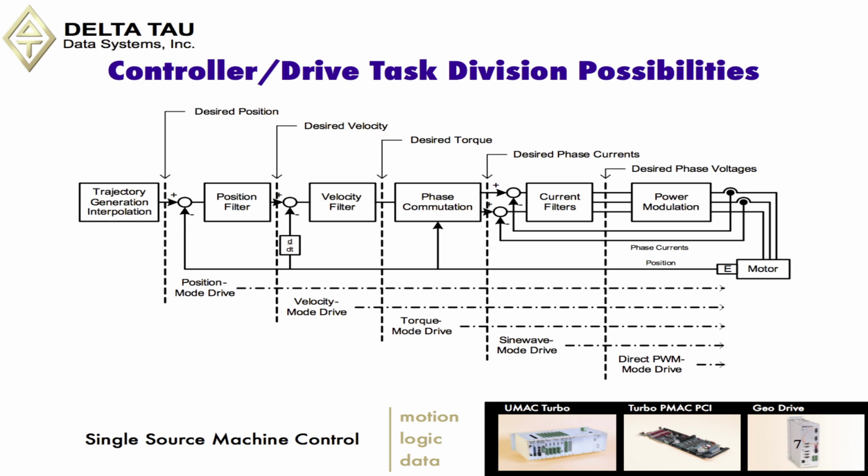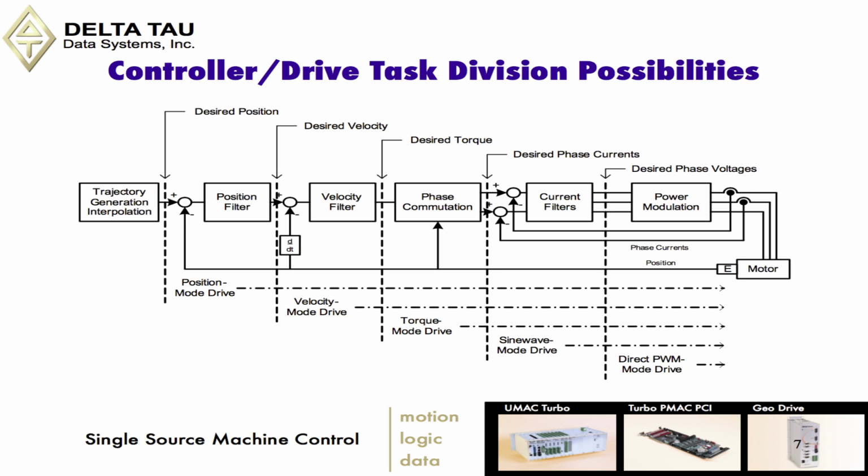So if we take a look at how Power PMAC is controlling all the way from trajectory generation through the position and velocity filter, through phase commutation, through the current filters for doing current loop, all the way out to the power block, this is what defines these different modes of motor amplifier operation. So if you're just in pure position mode, which Power PMAC can do, it's taking the output from the trajectory and just sending it out as a pure position value.